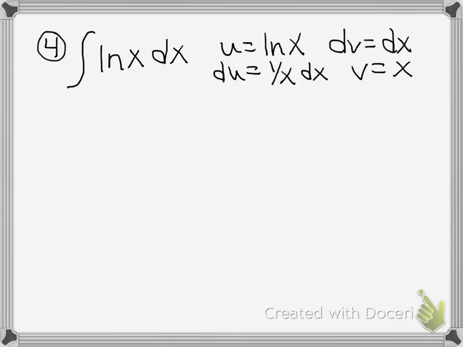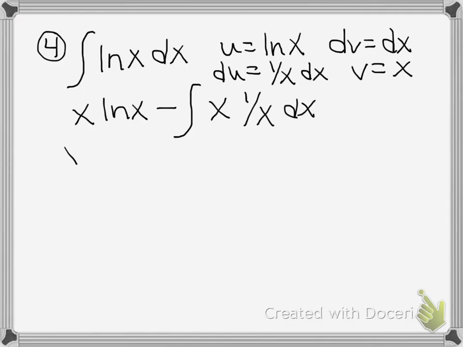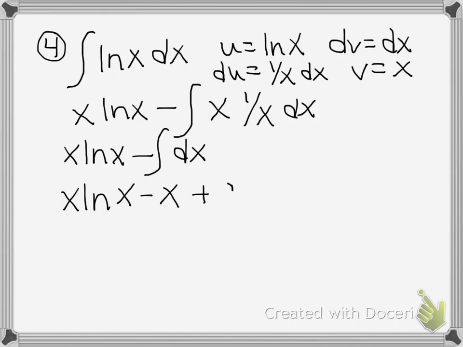Setting it up, uv, in this case I want to write vu, it's multiplication, so it's totally allowed, minus the integral of v du, which becomes x ln x minus the integral of dx, or we have x ln x minus x plus c.